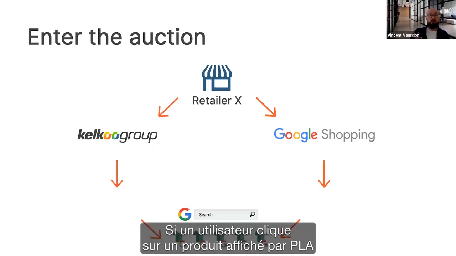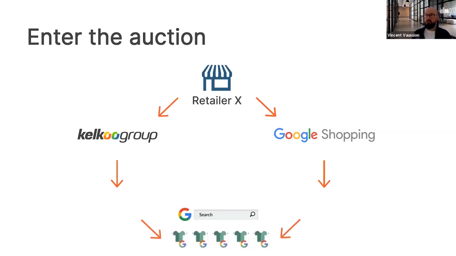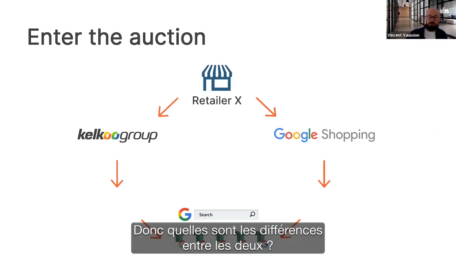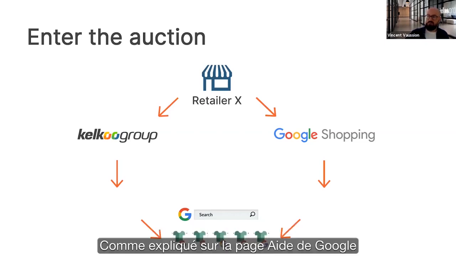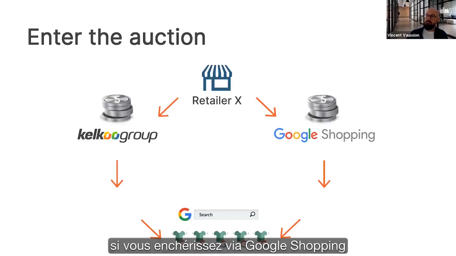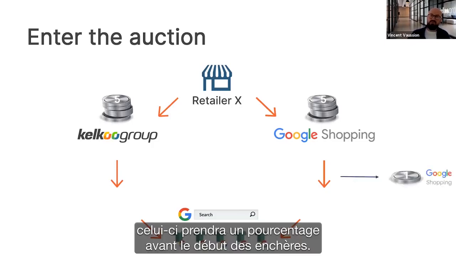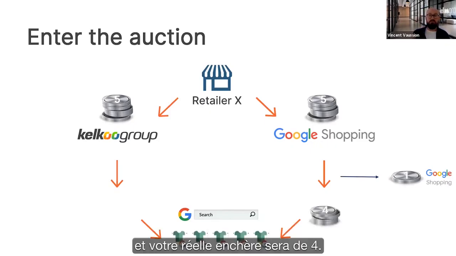As a user, if you click on one of those products that you see on PLA, you will land on the product page of the merchant. So if you take one way or the other, at this moment, there is no difference. So where lies actually the difference or differences? Well, as Google explained on their support page, if you bid through Google Shopping, a provisional margin will be taken off by Google Shopping before your bid reaches the auction. So for sake of argument, you bid 5, Google Shopping takes 1. The real bid in the auction for you is 4.